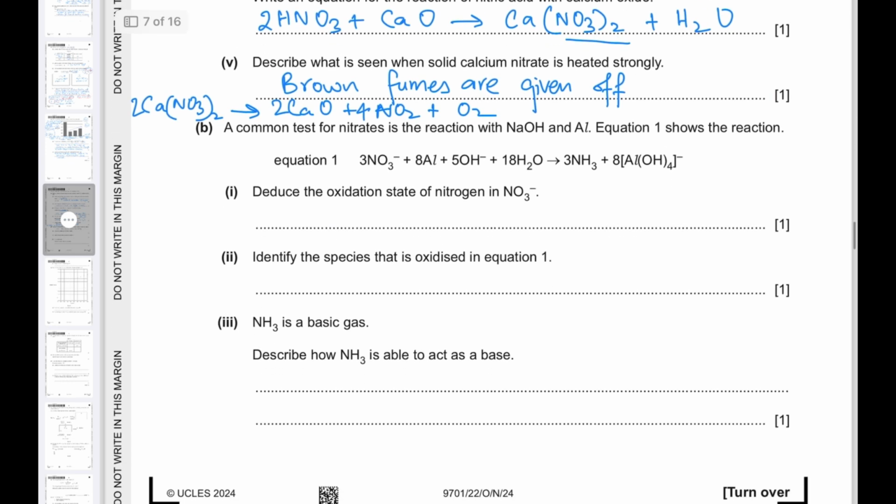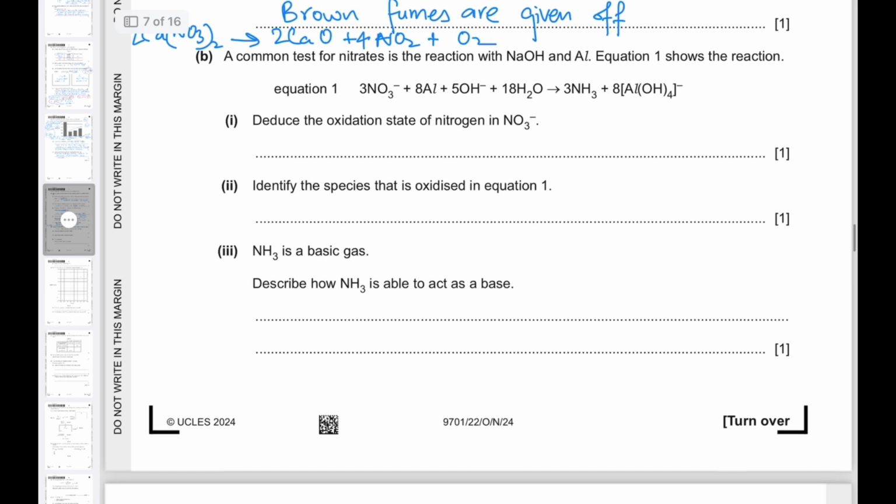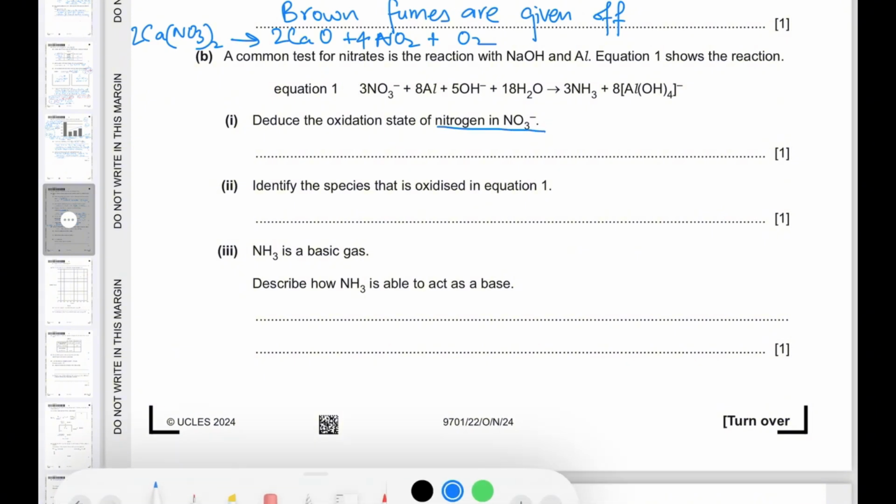A common test for nitrates is a reaction with sodium hydroxide and aluminium. Equation 1 shows the reaction, and you're supposed to start with deducing the oxidation state of nitrogen in the nitrate ion. When you want to find the oxidation state of an element, you denote its oxidation state by an unknown variable. To that, you will add the oxidation state of the element that you are aware of.